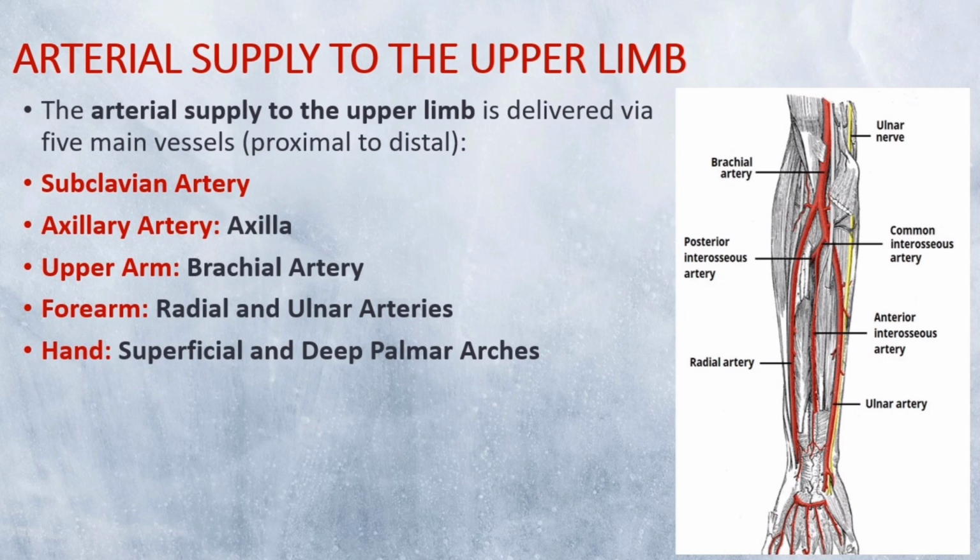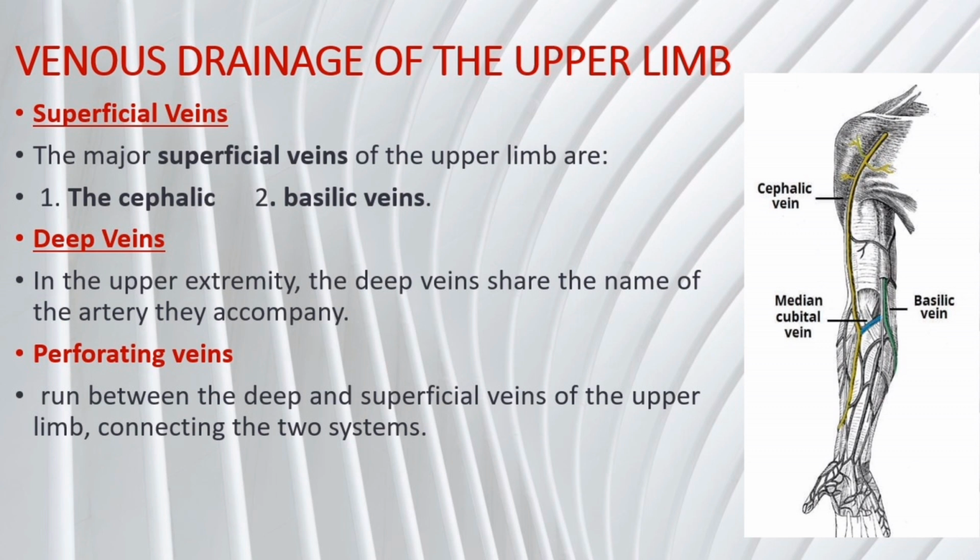As a result, 2 arterial arches are formed. Superficial palmar arch: located anteriorly to the flexor tendons in the hand and deep to the palmar aponeurosis. It gives rise to the digital arteries, which supply the 4 fingers. Deep palmar arch: located deep to the flexor tendons of the hand. It contributes to the blood supply to the digits and to the wrist joint. Venous drainage to the upper limb.